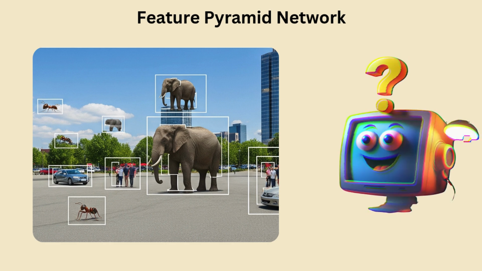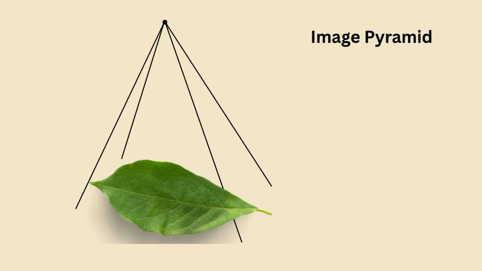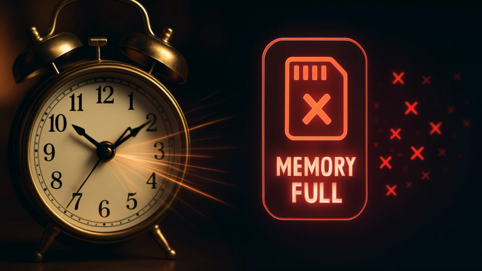In the past, to find objects of different sizes, computers often used something called an image pyramid. It's like taking your original photo and making many copies, each one a different size. Then, the computer would look for objects in each copy separately. This worked, but it was incredibly slow. Imagine having to scan the same picture multiple times. It also used up a lot of computer memory, making it impractical for real-time uses.